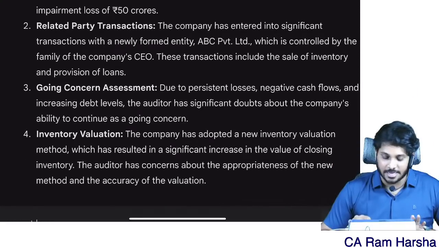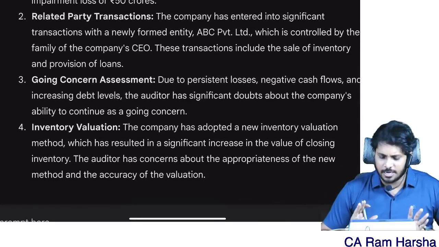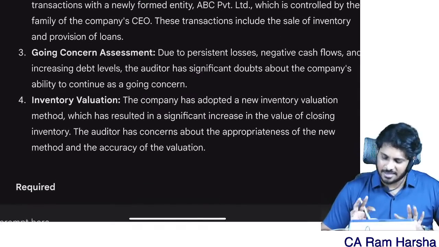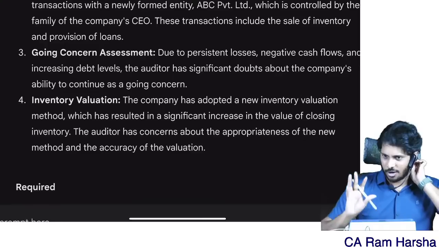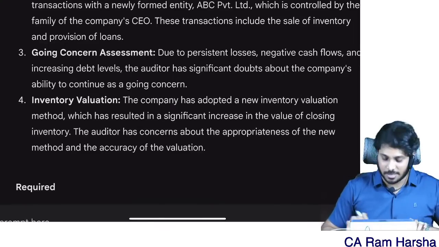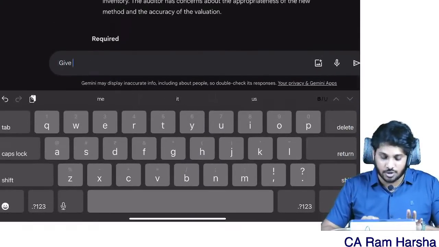The company has entered into related party transactions with the newly formed entity ABC Private Limited, which is controlled by the family. These transactions include sale of inventory. I think they are only pointing out issues. In this case study, they are not talking about material misstatements. So in that case, we should type one more time, which means probably the matter which we gave is not sufficient.